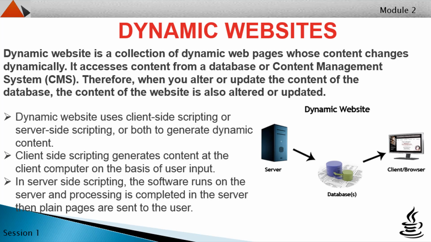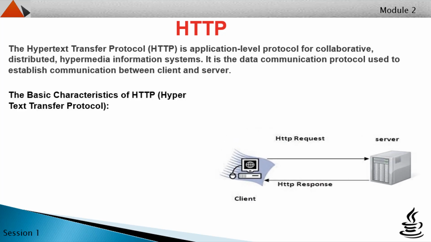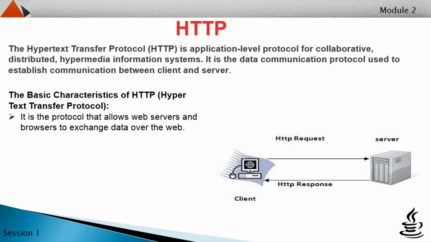Our next topic is HTTP. The Hypertext Transfer Protocol, HTTP, is application-level protocol for collaborative, distributed, hypermedia information systems. It is the data communication protocol used to establish communication between client and server. HTTP is TCP/IP based communication protocol, which is used to deliver the data like image files, query results, HTML files etc. on the World Wide Web, www, with the default port is TCP/80. It provides the standardized way for computers to communicate with each other.